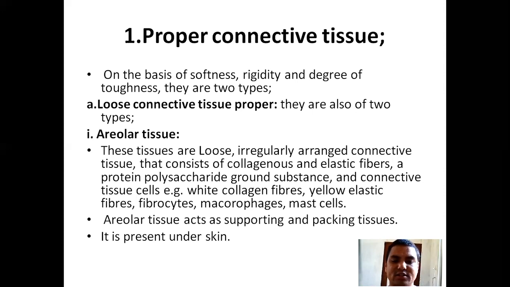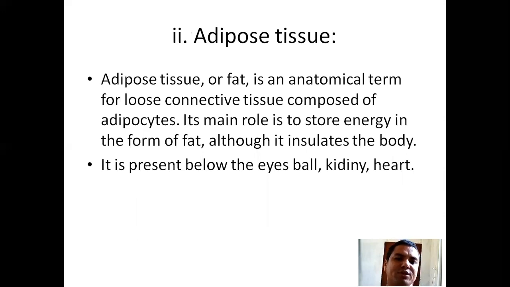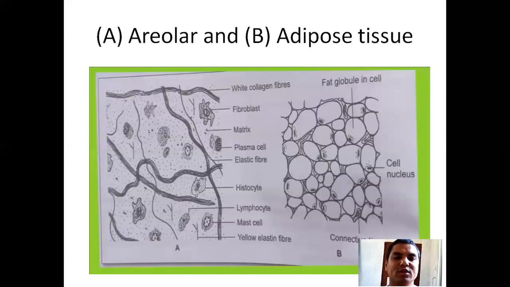Areolar tissue acts as supporting and packing tissue. It is present under the skin of the human body. Adipose tissue or fat tissue: adipocyte cells are present here, so I call it fat tissue. It is an anatomical term for loose connective tissue composed of adipocytes. It consists of many adipocyte cells. Its main role is to store energy in the form of fat, and it also insulates the body. It is present below the eyeballs, kidney, and heart.